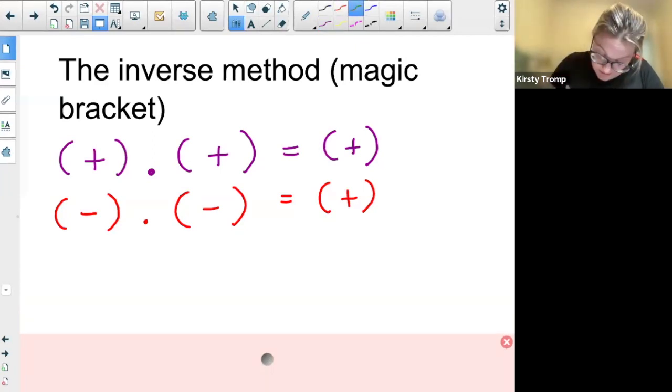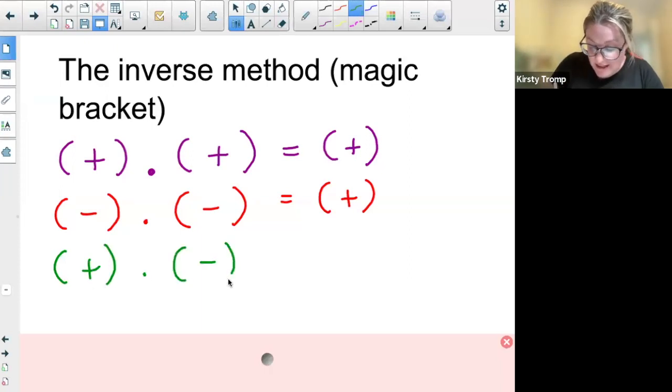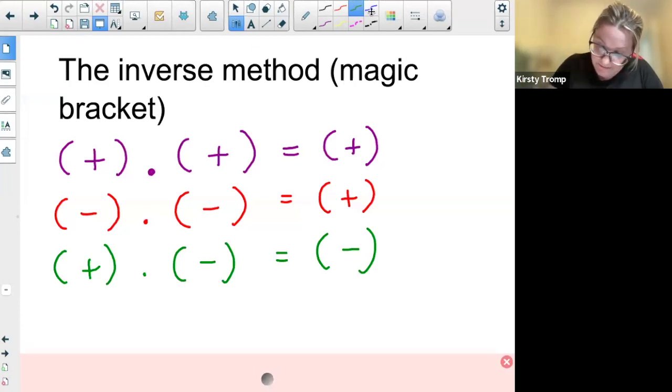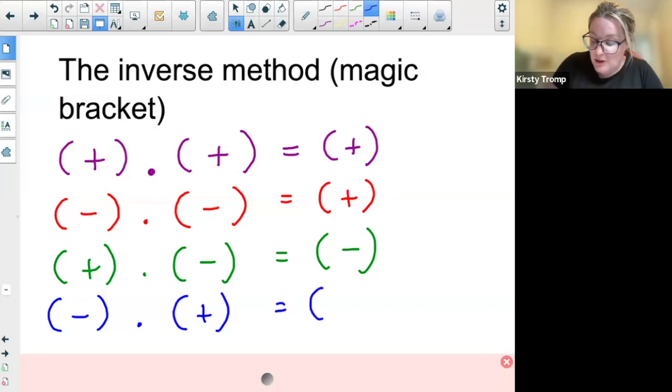When you've got a positive sign and a negative sign, you're going to be left with a negative. So if the signs are different, then you're going to be left with a negative. And finally, if you've got a negative next to a positive sign, you're going to be left with a negative.